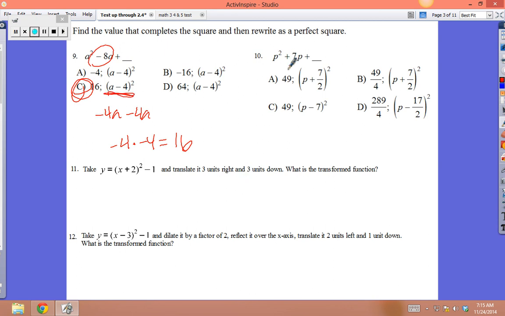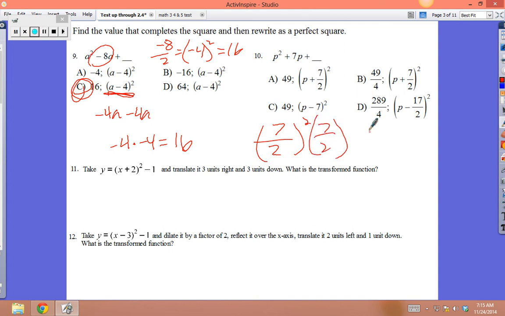For number 10, you look at the middle number and you cut it in half. 7, if you try and cut 7 in half, it's going to be like 3.5, so you just leave it as a fraction. In the last one, I took the 8 and cut it in half. Negative 8 divided by 2 is a negative 4. And then you multiply that number by itself. Negative 4 times negative 4 is 16. So I cut it in half. Now I multiply that number by itself, square it. So 7 halves times 7 halves, your tops, that's 49, times your bottoms, 2 times 2 is 4. So you're looking for B, 49 fourths.